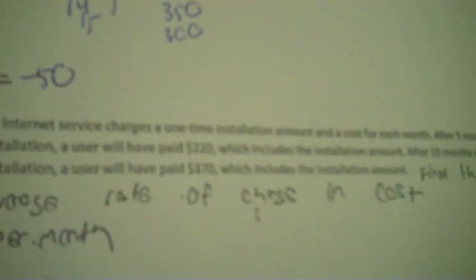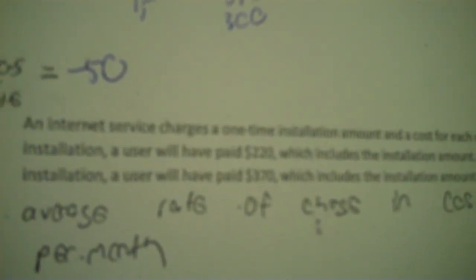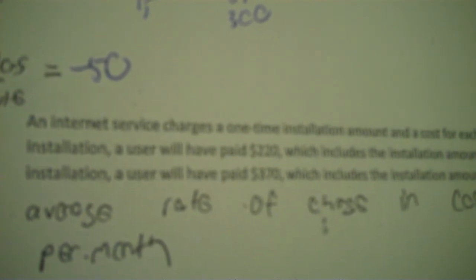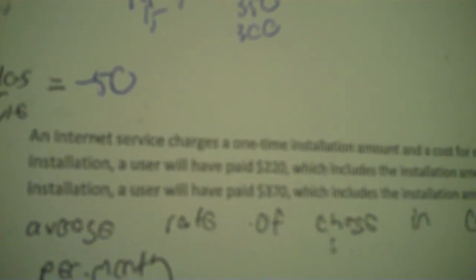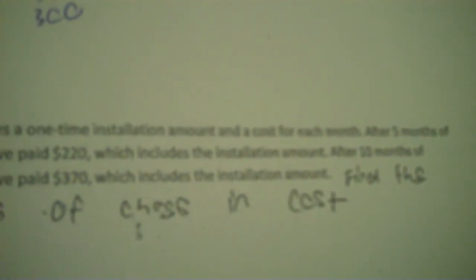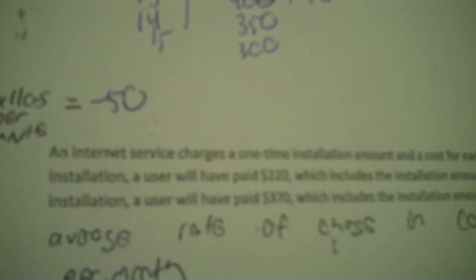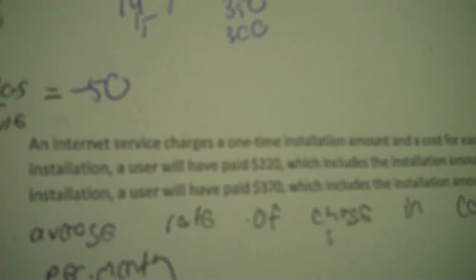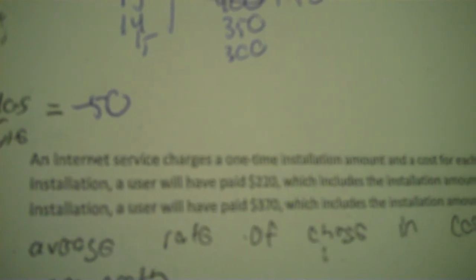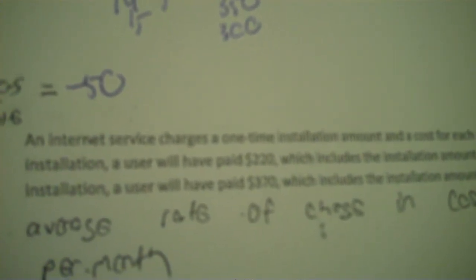Okay, an internet service provider charges a one-time installation amount and a cost for each month. After 5 months of installation, a user will have paid $220, which includes the installation amount. After 10 months of installation, user will have paid $370, which includes the installation amount. Find the average rate of change in cost per month.